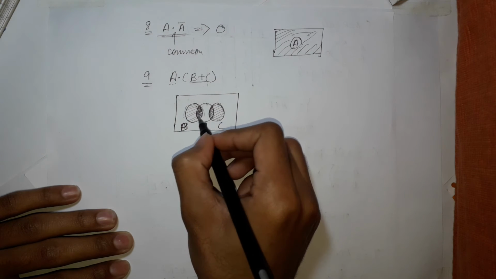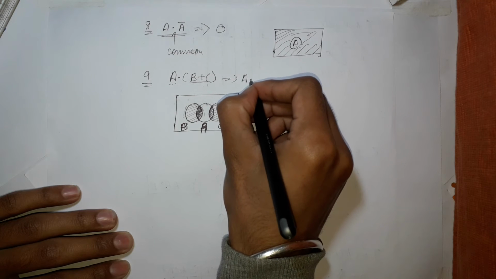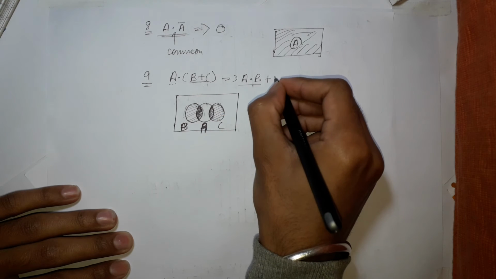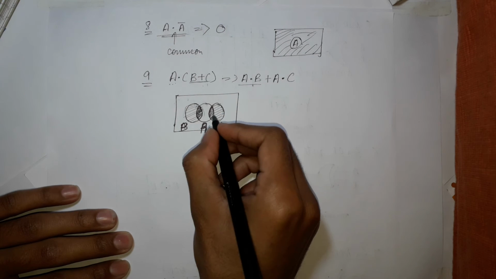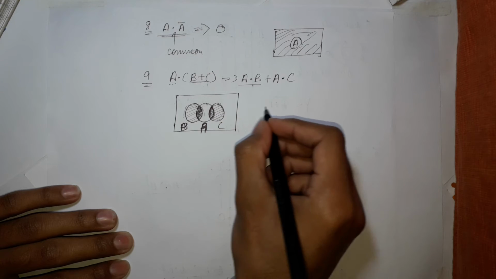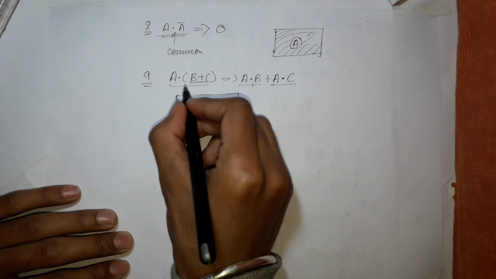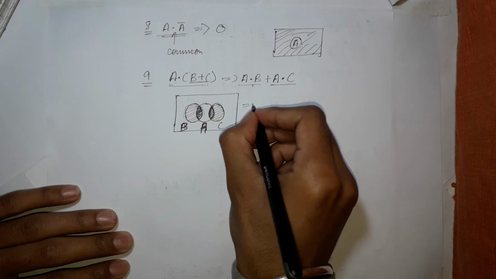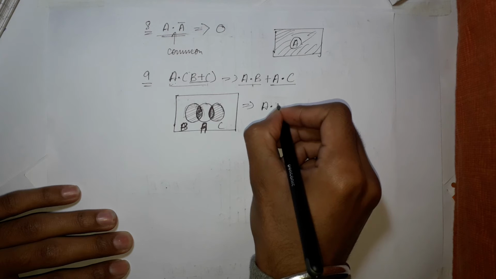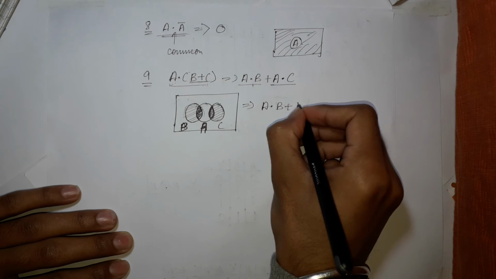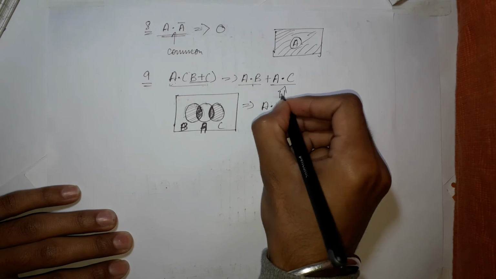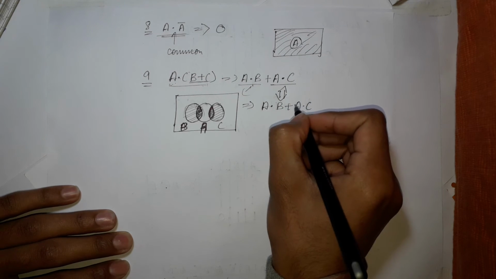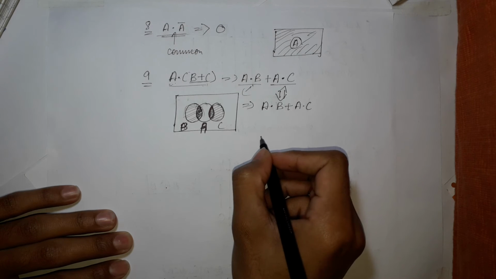So what is this portion actually? It is nothing but A dot B, that is the common region between A and B, or A dot C, that is the common region between A and C. Okay, now if you distribute this dot operator over this bracket, it will be nothing but A dot B or A dot C, which is equal to the result obtained by this Venn diagram. Hence it is verified. Okay guys, I hope I was able to explain this concept.